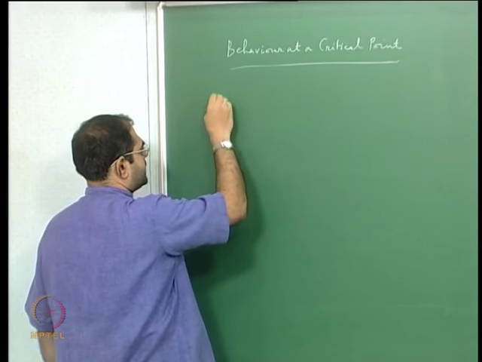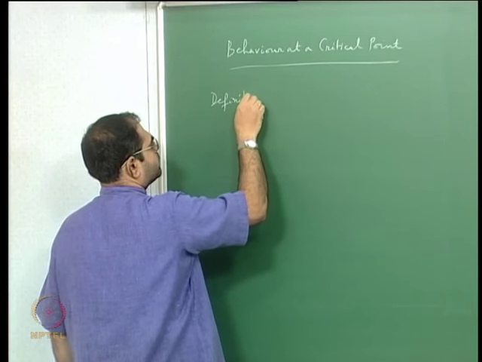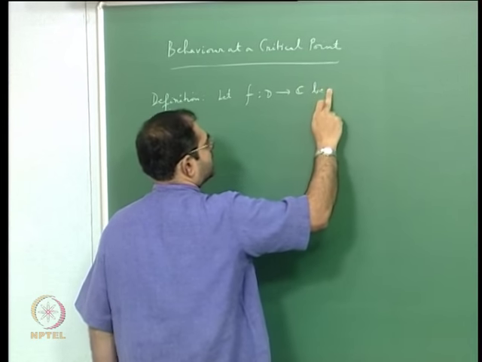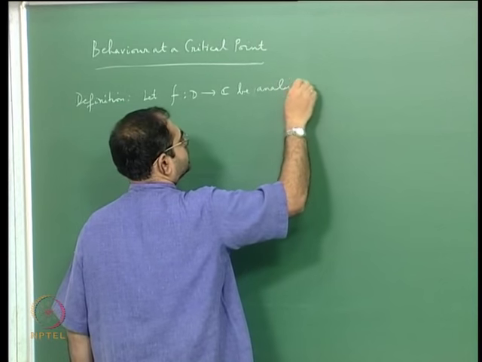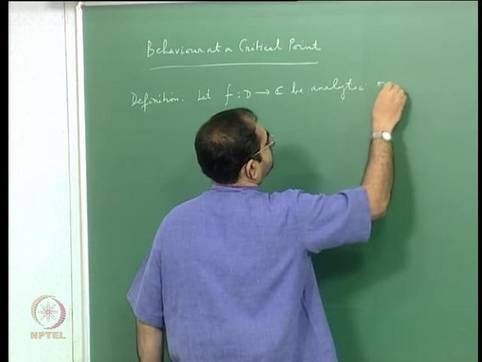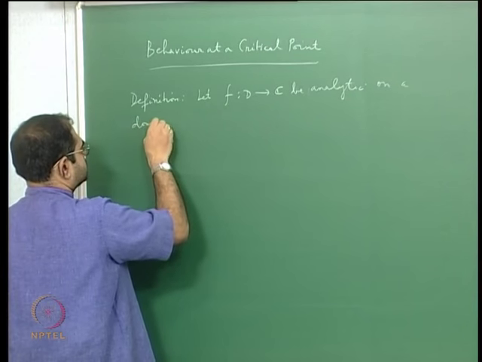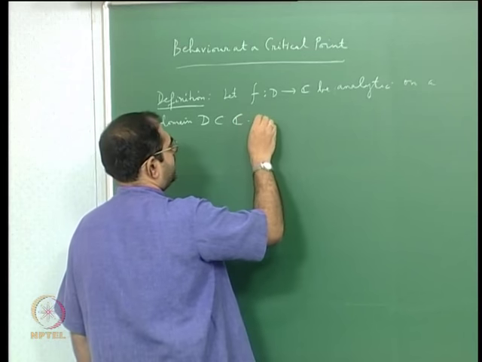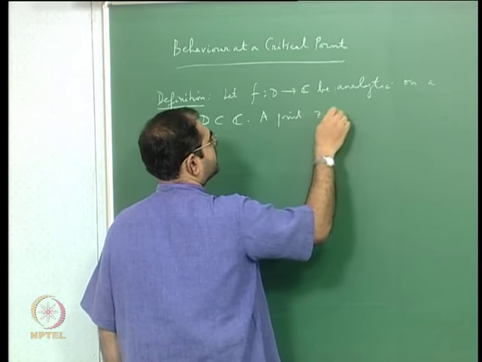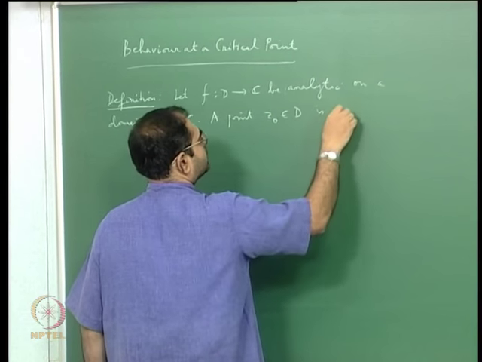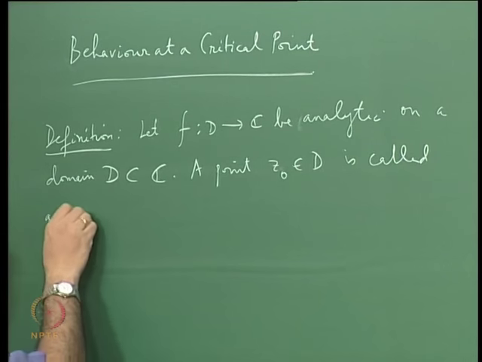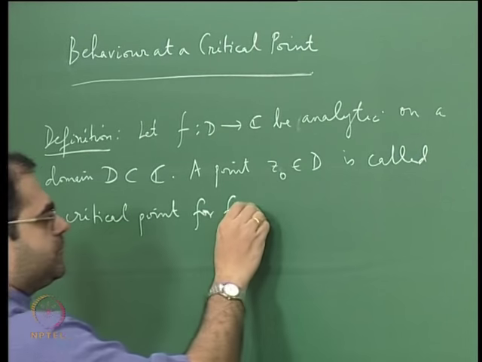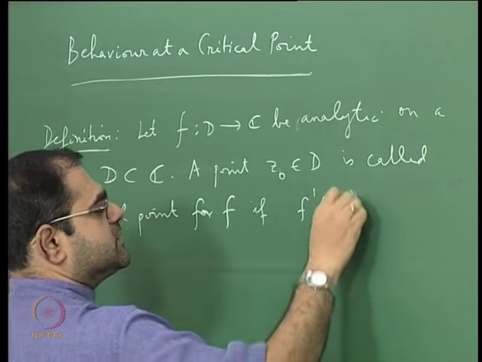So here is a definition. Let f from D to C be analytic on a domain D in the complex plane, and a point z naught of D is called a critical point for f if f dash of z naught equals 0.